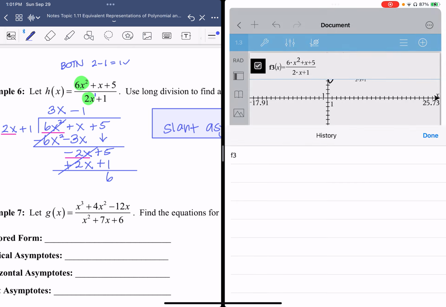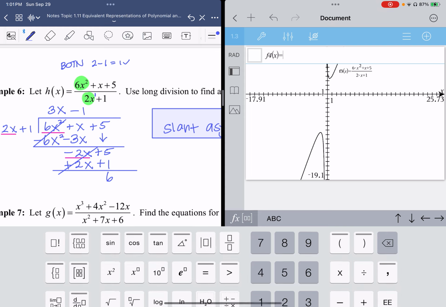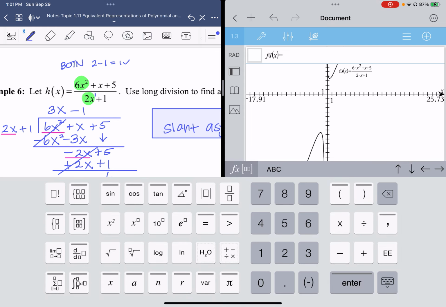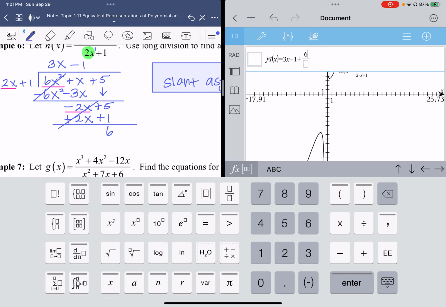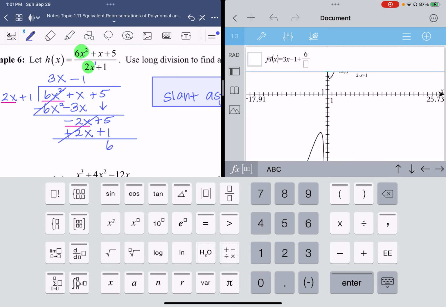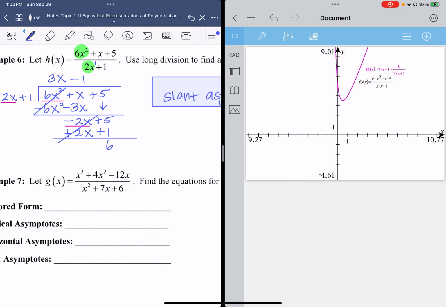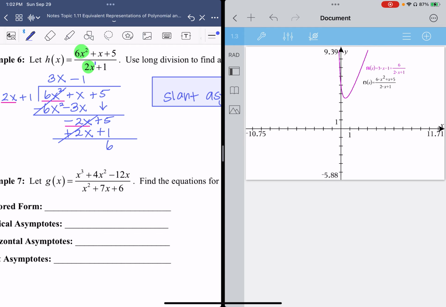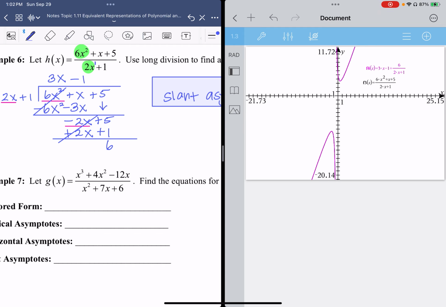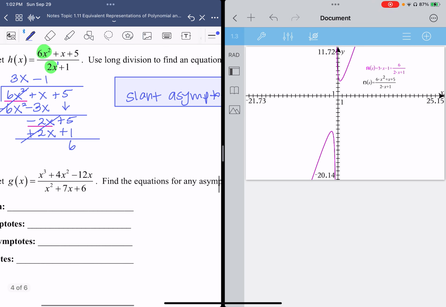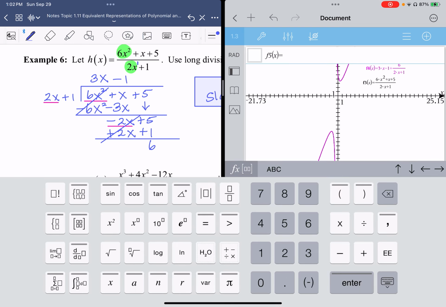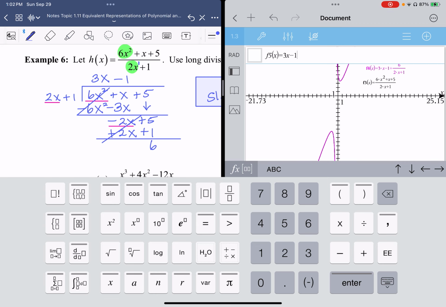Okay, now if you were to add the remainder, okay, if we were to write 3x minus 1 plus the remainder of 6 divided by the original denominator, which was 2x plus 1, you get the same exact function. Notice how they overlap. There are two functions here, the original and the one with the quotient plus the remainder. That's not the slant asymptote. The slant asymptote is only 3x minus 1.